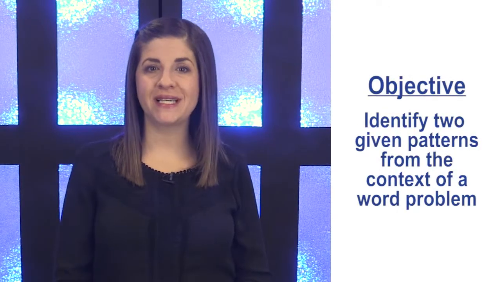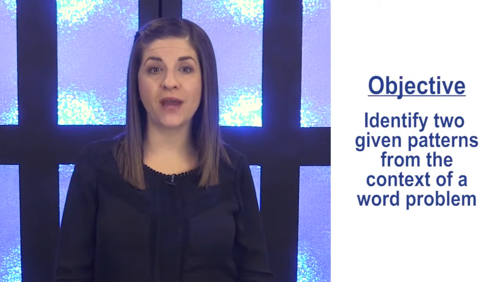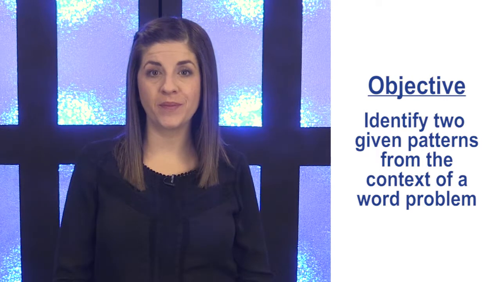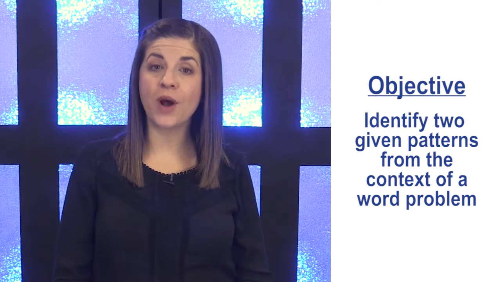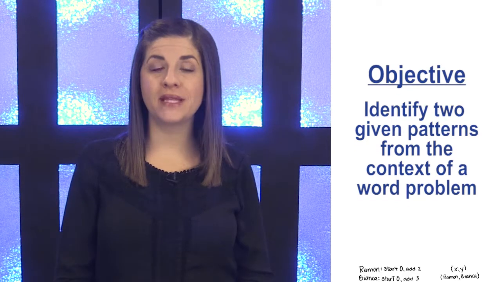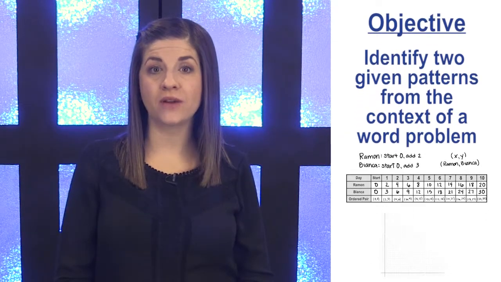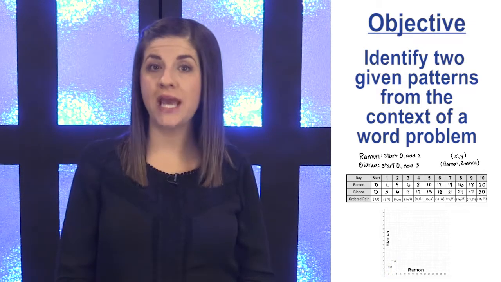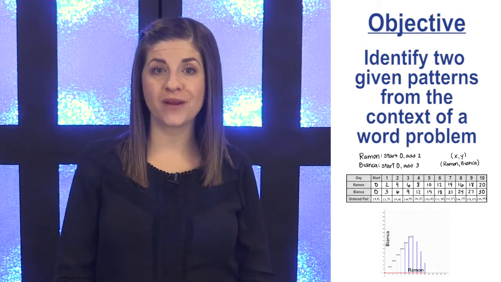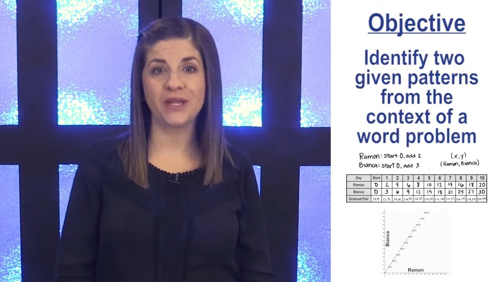The objective for this lesson was to identify two given patterns from the context of a word problem. Students generated values from the two patterns and graphed them on a coordinate grid. We've met this objective by identifying two patterns in a real-world problem and created values for days 1 to 10 in order to produce ordered pairs. We graphed the ordered pairs and identified relationships between the two patterns.